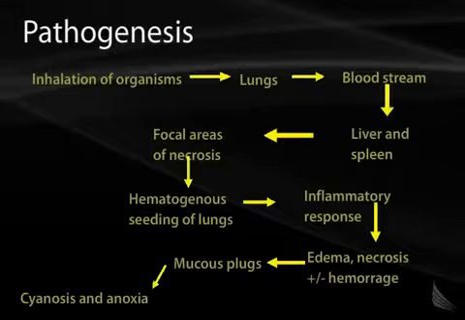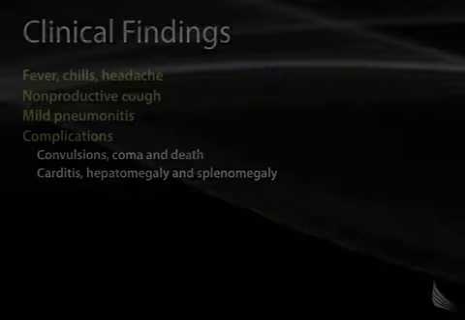The figure shown here shows the lifespan of Chlamydia psittaci. We inhale the organisms into our lungs, then it gets to our bloodstream, goes to the liver and spleen, and we get focal areas of necrosis. From there, it can hematogenously seed the lungs, generate an inflammatory response, and start edema, necrosis, and hemorrhage. The lungs get plugged with mucus, then you get cyanosis and anoxia. It's a bad form of pneumonia.